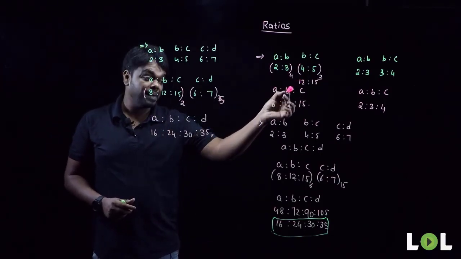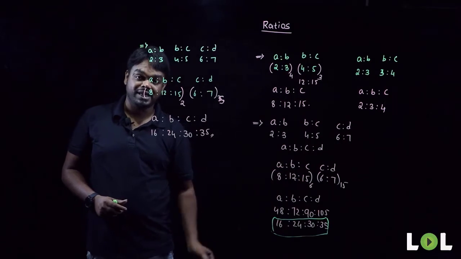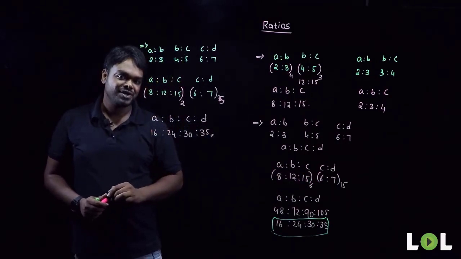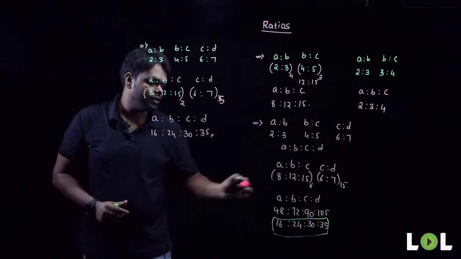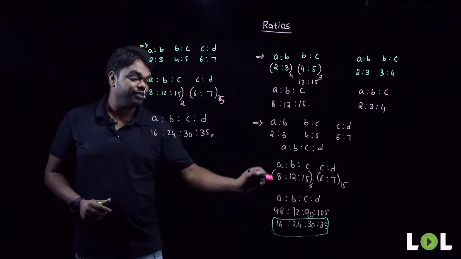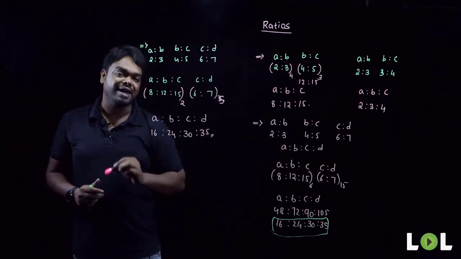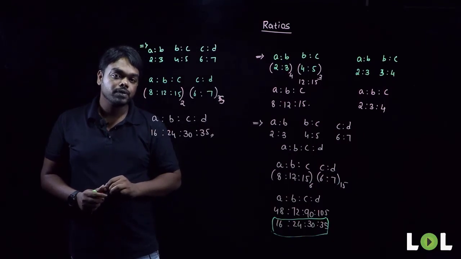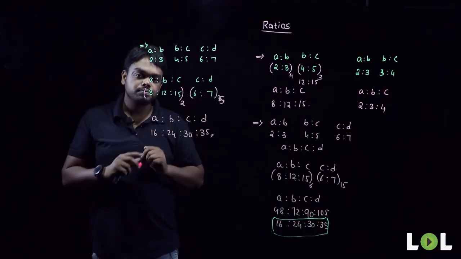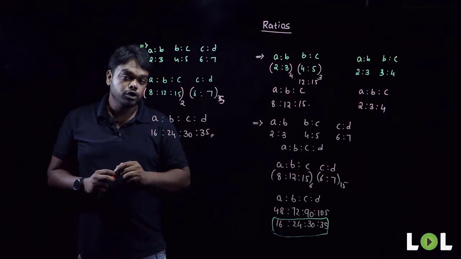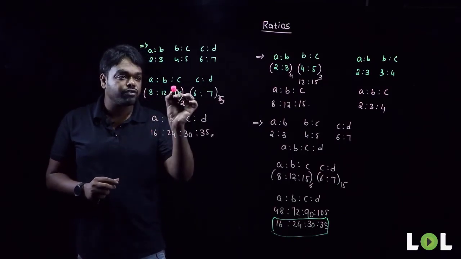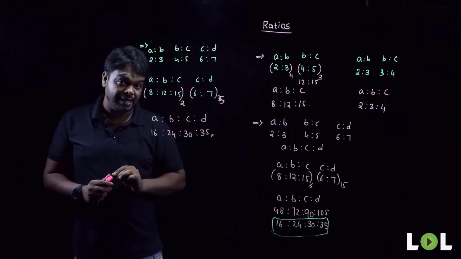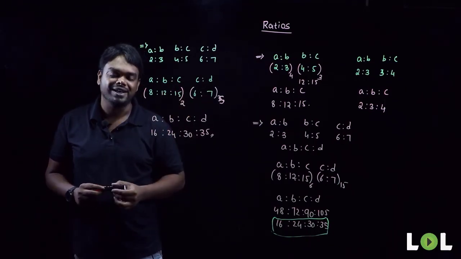But in this example, that is not the case. 15 and 6, 15 into 6 is 90, which is not their LCM. The LCM of 15 and 6 is 30. These two are not co-prime numbers. If they were co-prime numbers, the product would have given the LCM, but they are not. Now always remember, when there are two ratios, make sure you always equate the value of the common variable in both the ratios, so the values have to be the same. That's when you can calculate the final ratio.